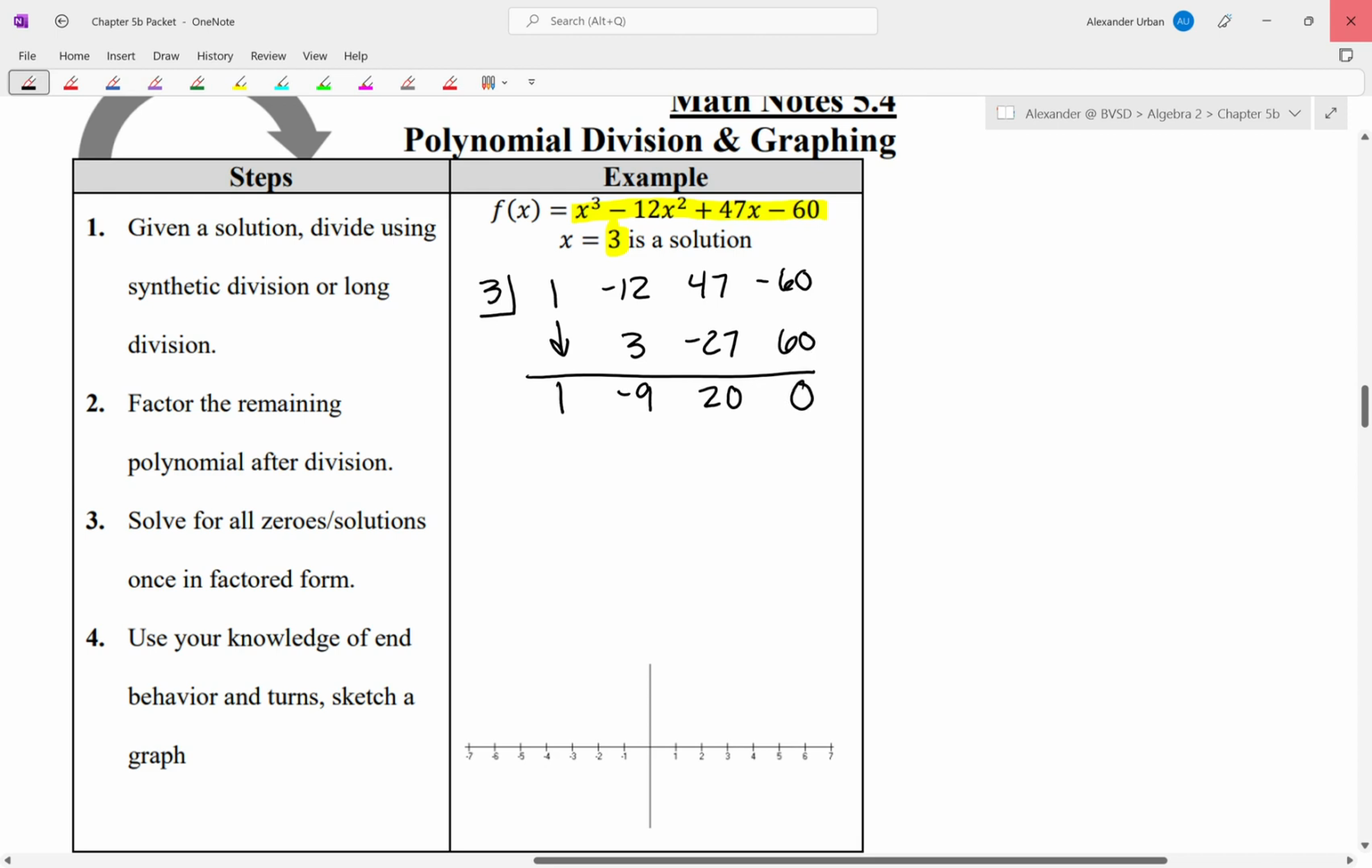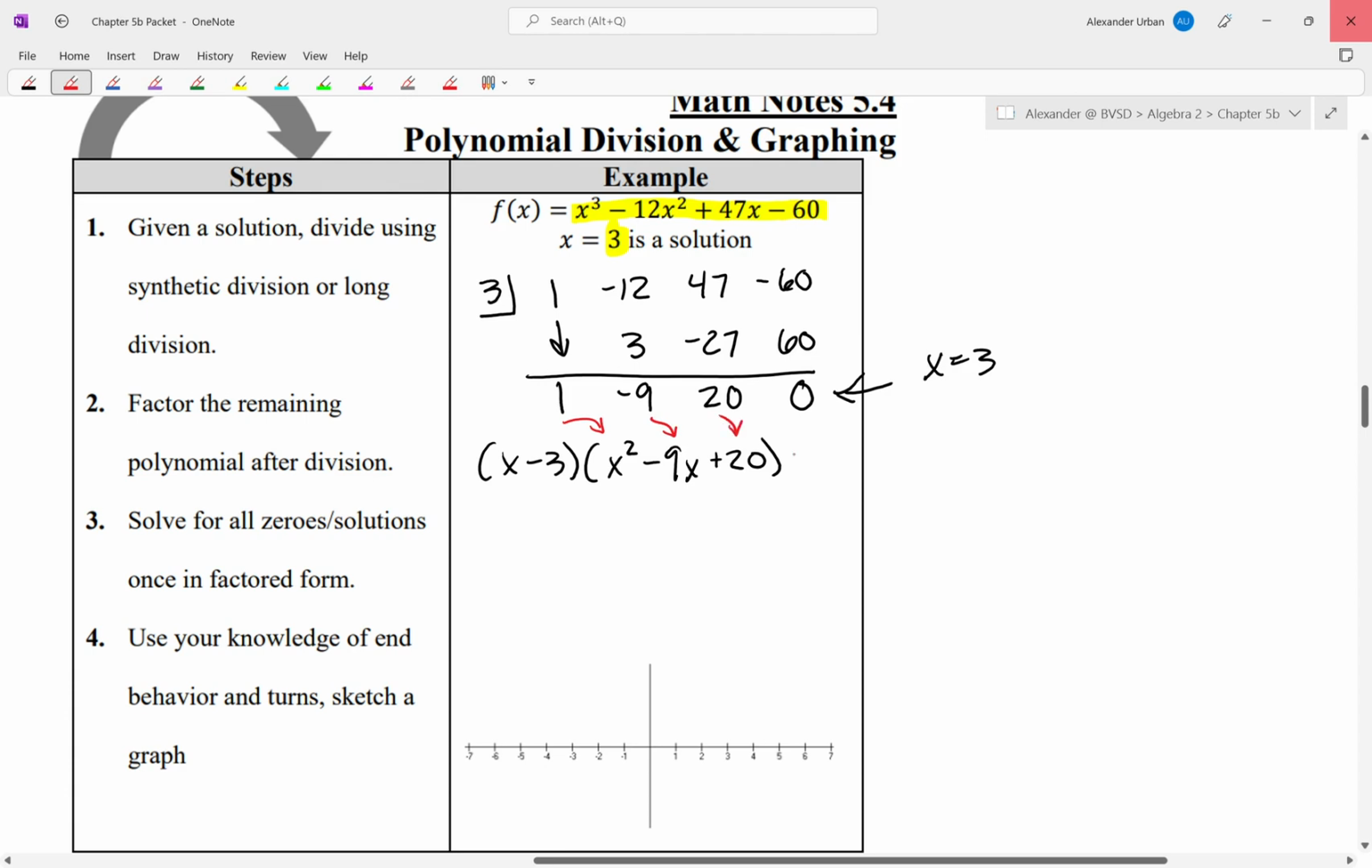Now this is beautiful because the remainder of 0 tells me that x equals 3 is a factor. And that factor, if I work backwards, is going to be x minus 3. And that's one factor, right? And I'm left with no longer an x cubed, but an x squared minus 9x plus 20. And I get those all from above. So if you want to see where I get those from, I got that from here.